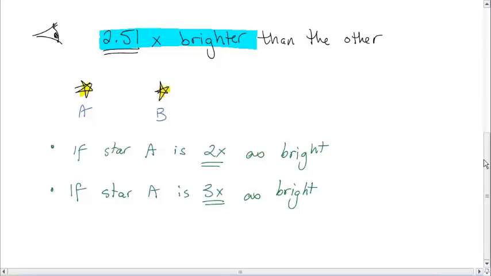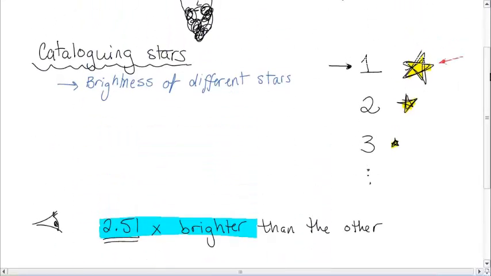So if we bring this back to Hipparchus, what this means is that stars that Hipparchus decided were magnitude of 1 in reality are actually 2.51 times as bright as stars with a magnitude of 2. And stars with a magnitude of 2 are actually 2.51 times as bright as a star of magnitude 3.